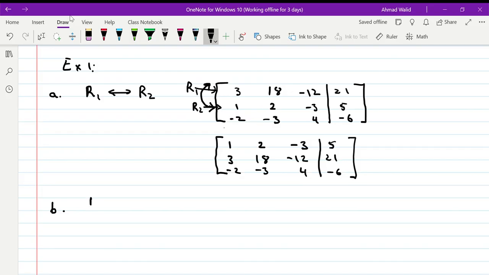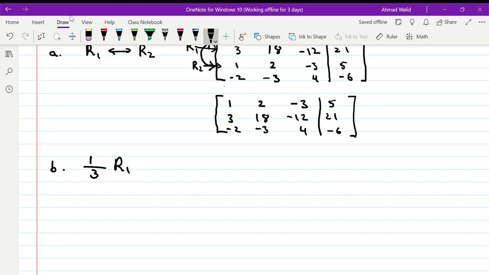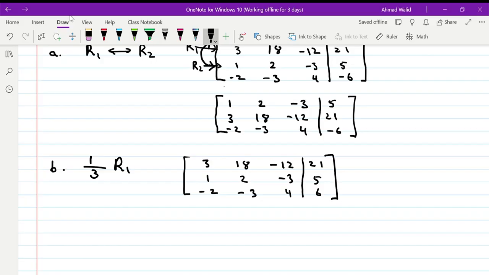Find 1/3 of row 1. Your original matrix, not the one that I changed, correct? Your original matrix was 3, 18, negative 12, vertical line, 21, and we had 1, 2, negative 3, 5, and we had negative 2, negative 3, 4, and 6. They are asking you in part B, find 1/3 of row 1.